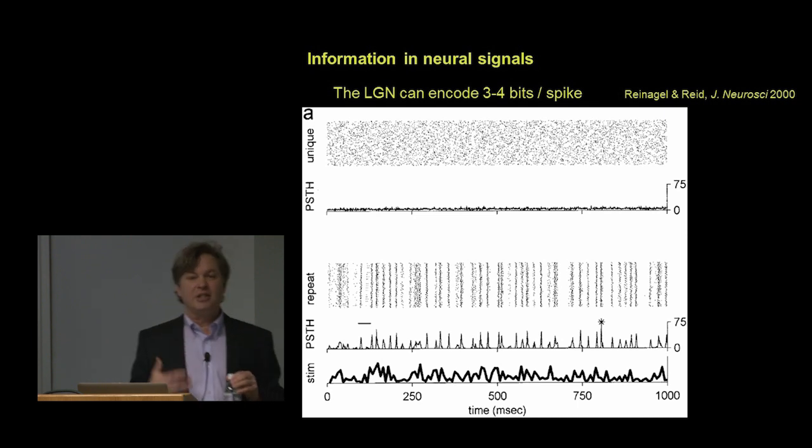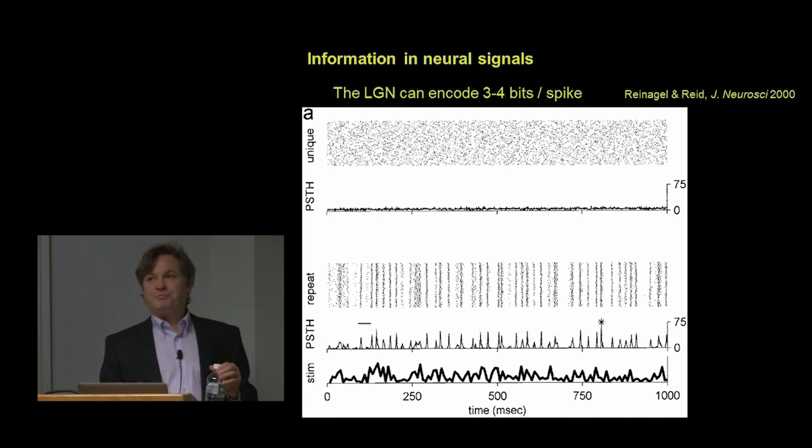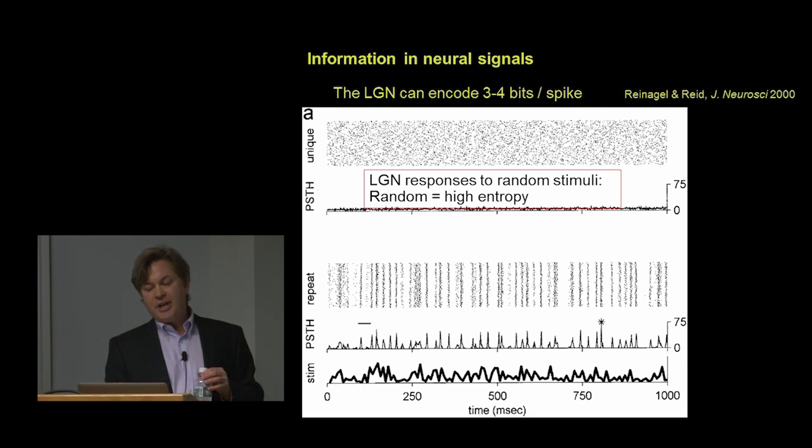But this is an easy exercise in what entropy is and how it relates to information encoding. Up top, we have LGN responses to random stimuli. We gave a bunch of randomized stimuli and just looked at the LGN responses, and lo and behold, they looked very, very random. All sorts of different motifs could come out of the firing of an LGN spike train. So the LGN spike train has very high entropy.